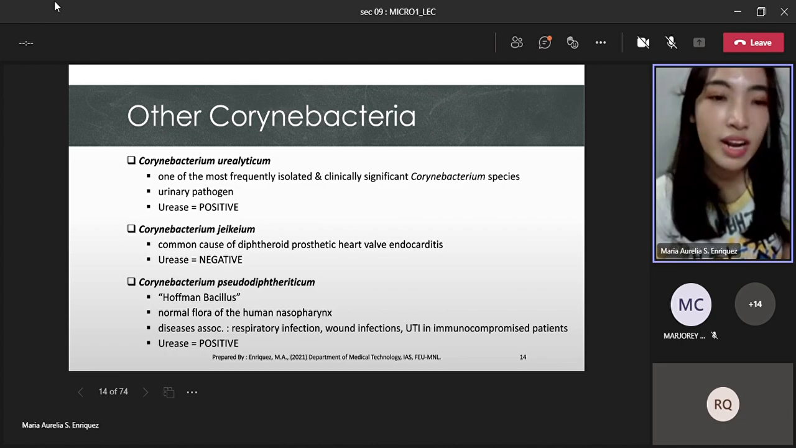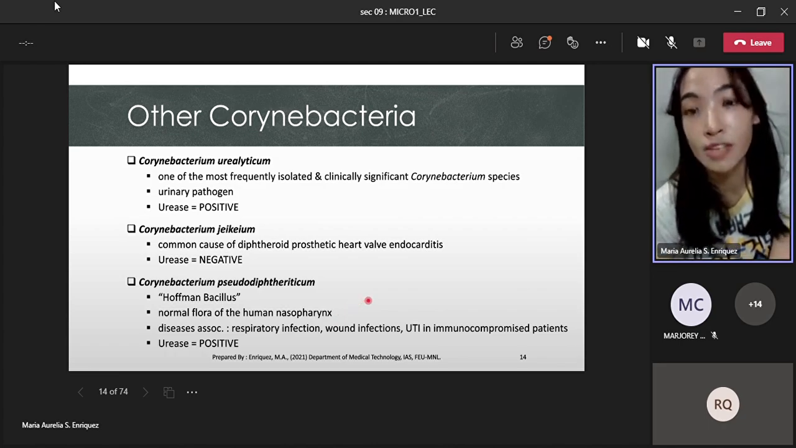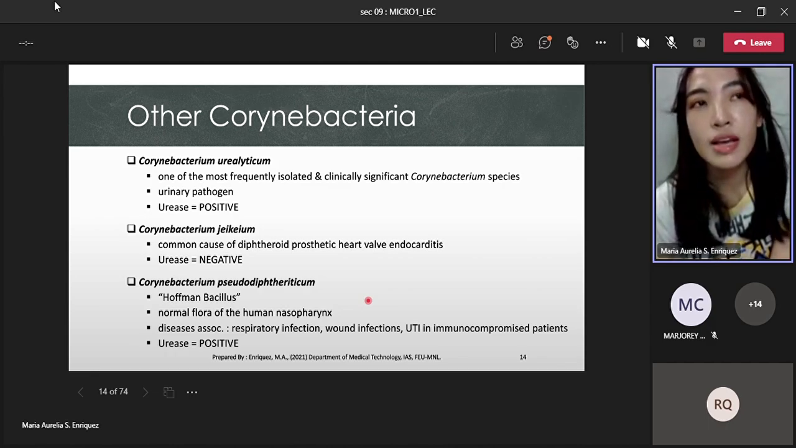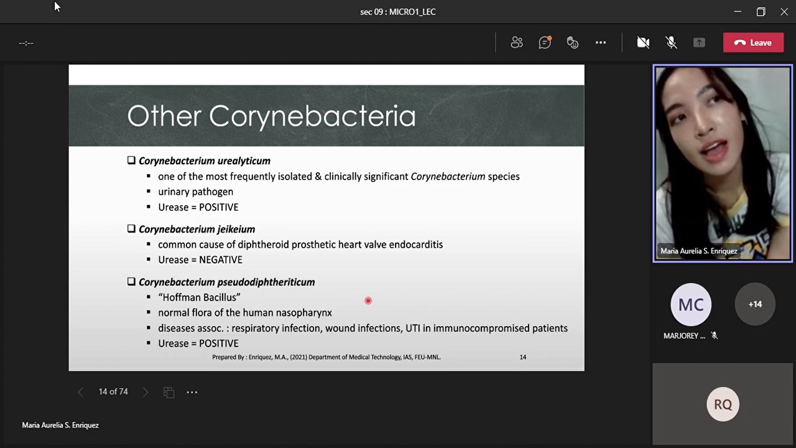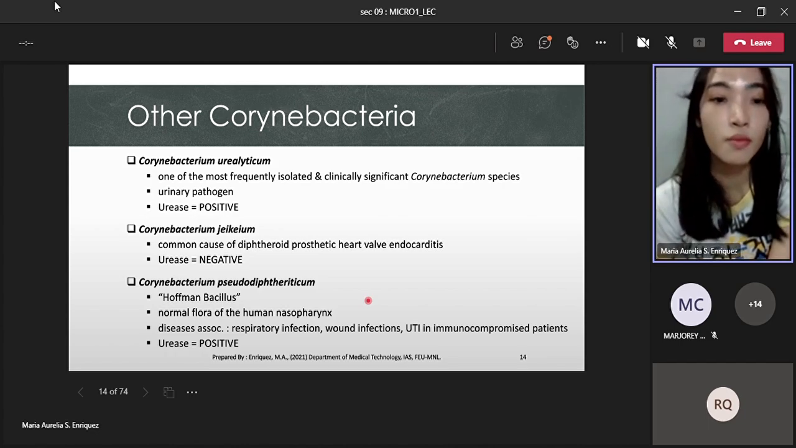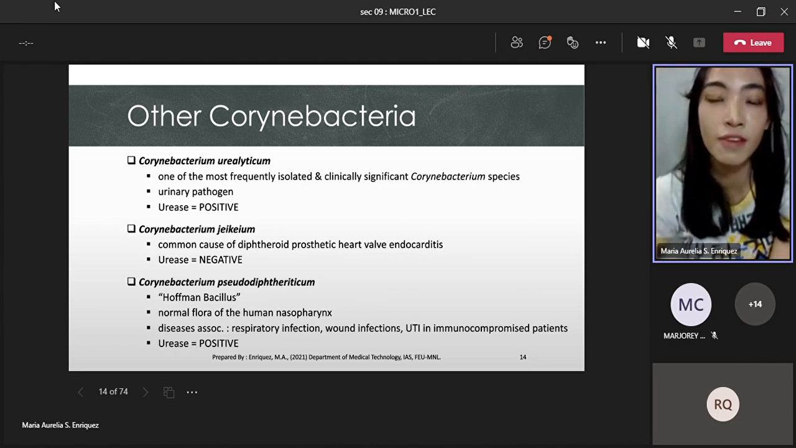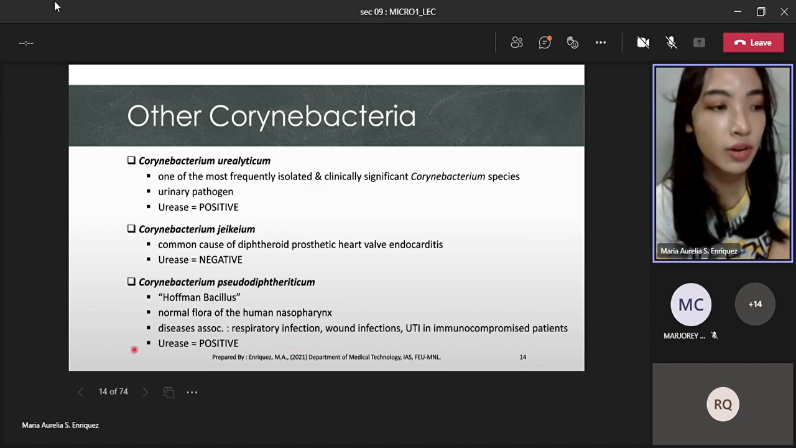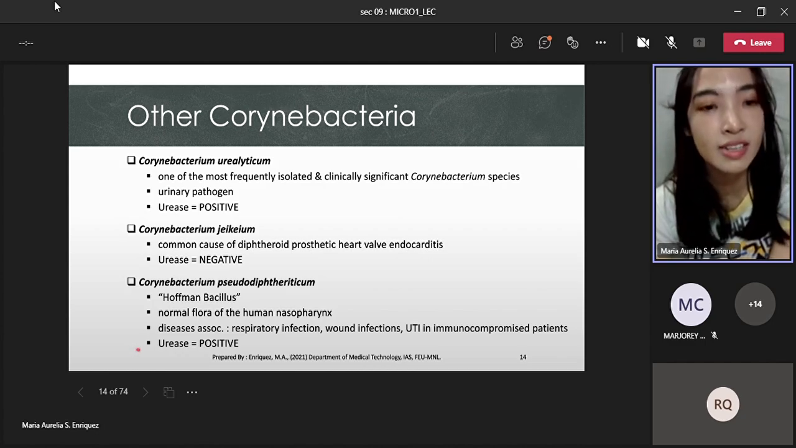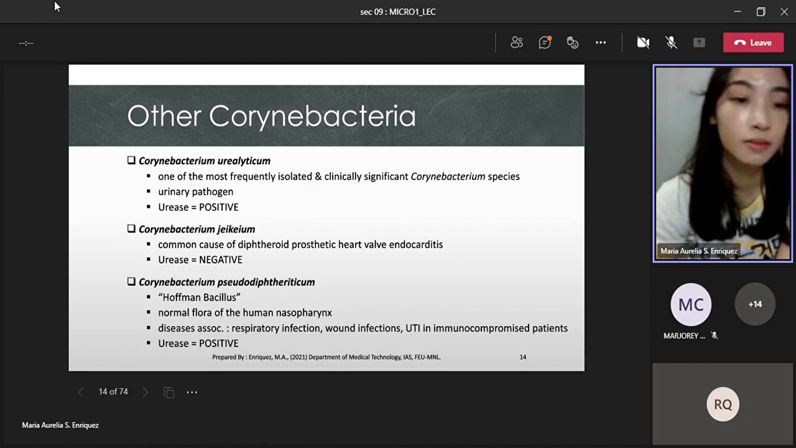This is because Corynebacterium pseudodiphtheriticum is considered as a normal flora of the nasopharynx. So, ayun po, hindi natin i-establish agad yung clinical significance niya right away. Kasi nga po, considered siya as a normal flora. Now, i-consider lang natin yung clinical significance niya if immunocompromised po yung pasyente. Okay? So again, kasama siya sa mga urease positive na Corynebacterium species.